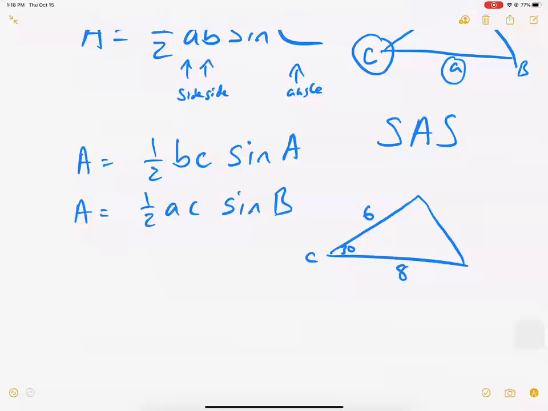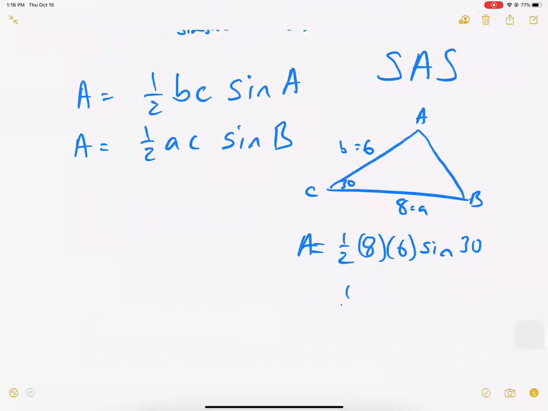Call this C, call this A, call this B. This is little b, this is little a. So area is equal to 1/2 a, b sine of C. And you multiply all those together. You can take out your calculator.